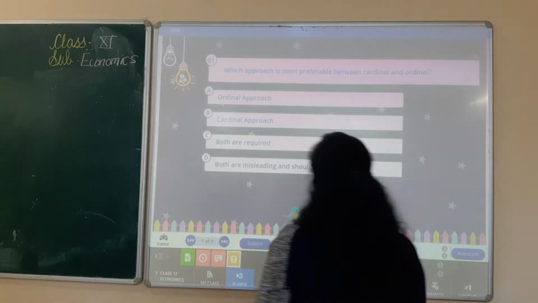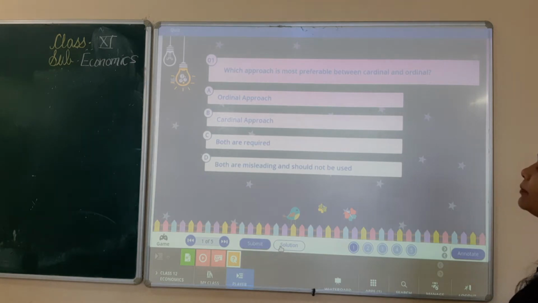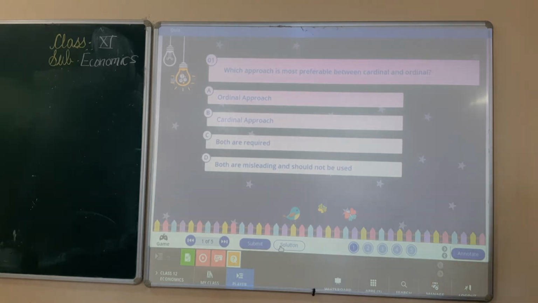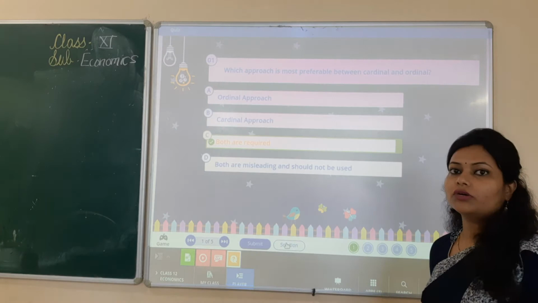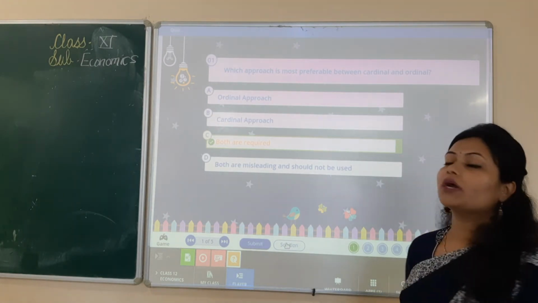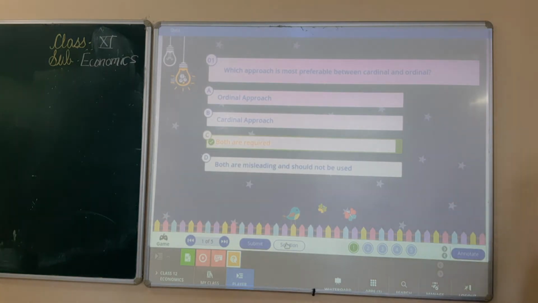Okay. So the first question is asking which approach is most preferable between cardinal and ordinal. So there are four options: ordinal approach, cardinal approach, both are required, or both are misleading and should not be used. So what can be the right answer? It is both are required because they are different concepts which we have discussed. So according to the different things, both are required. Okay, let's see the next question.